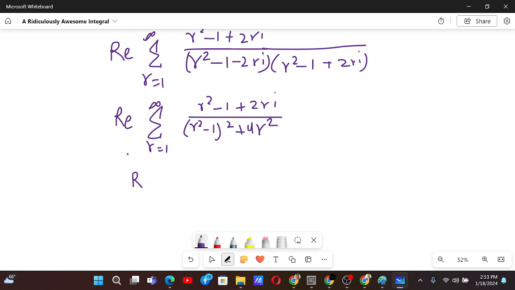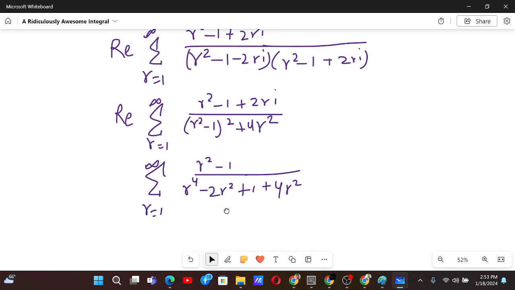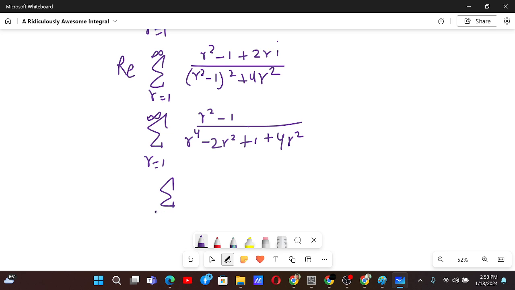Now we can remove the real part and only write the real part from the sum. Sum from r equals 1 to infinity. This can be written as r square minus 1 over r to the power 4 minus 2r square plus 1 plus 4r square. And then sum from r equals 1 to infinity, this will be r square minus 1 over r to the power 4 plus 2r square plus 1. That's r square plus 1 whole square.